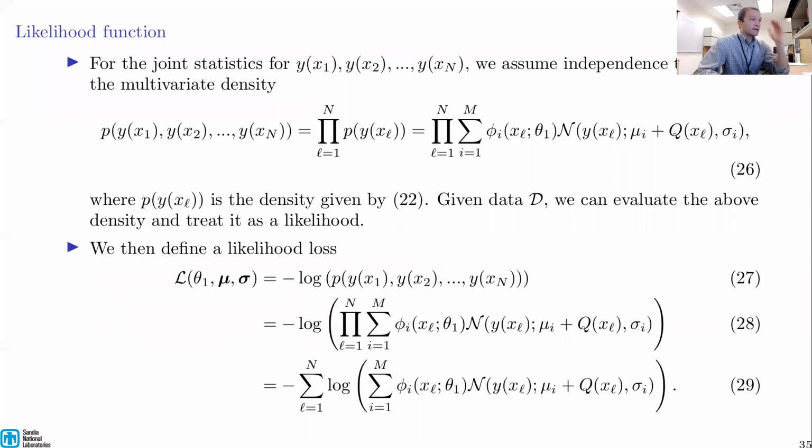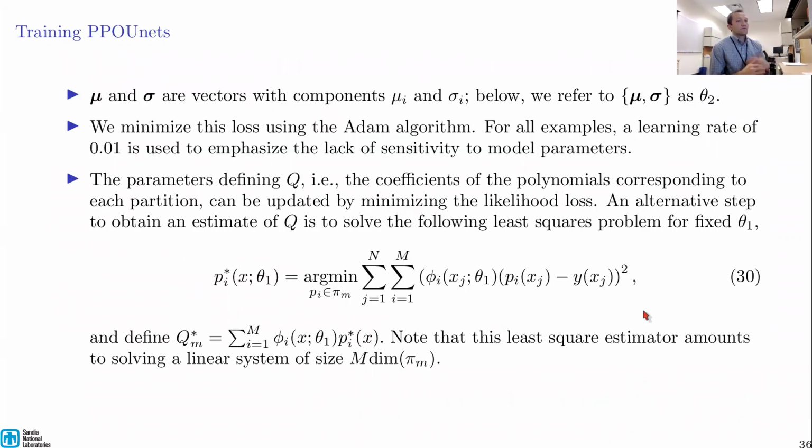When you minimize this log likelihood loss, the notation here is that theta are your POU-net parameters, your neural network parameters, and then there are noise parameters on each partition, the mean and the variance of the Gaussian on each partition. We minimize this using Adam. I have to go through this quickly, but we can do an alternating optimizer, where we fit the deterministic POU-net prediction using least squares, and then do a step of likelihood estimation for all the parameters.